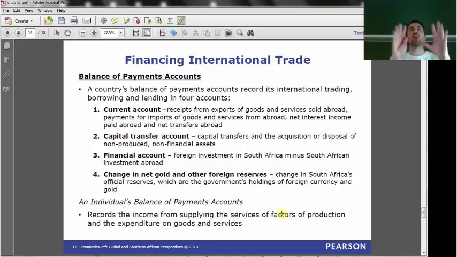First of all, remember, when do you debit something? A debit means money going out, and a credit means money coming in. That's what it means. Always. Always. Always.